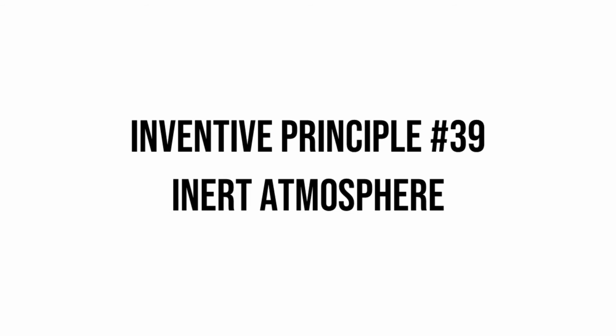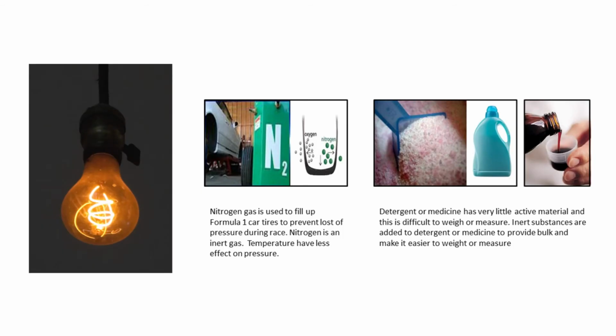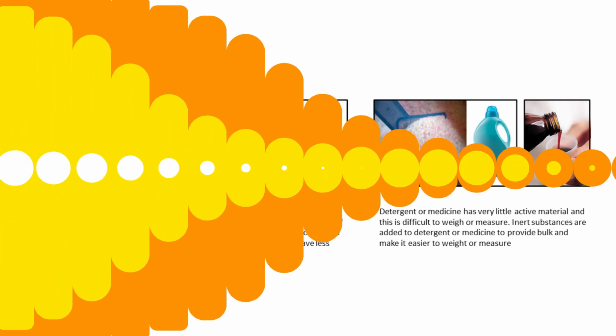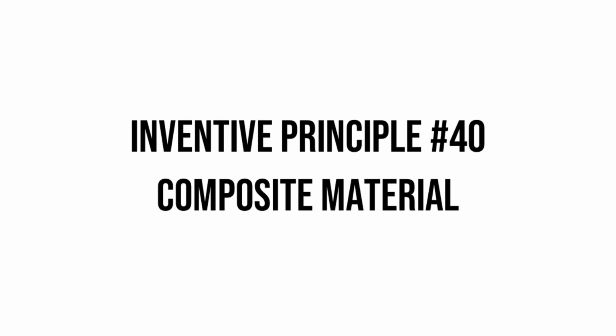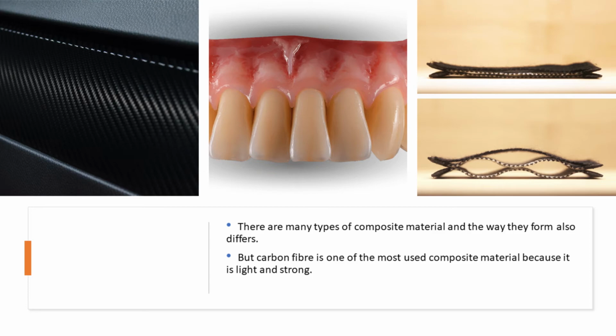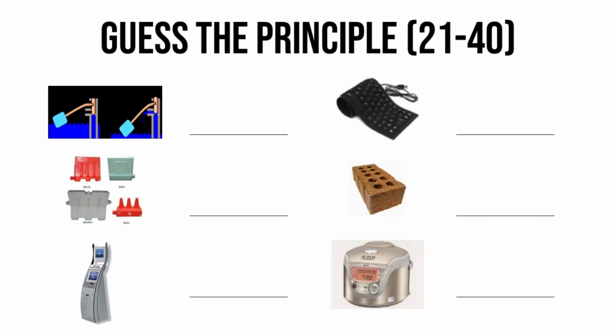Inert atmosphere. Use an inert environment. Composite material. Use multiple materials in one composite object. Now, before we go to the conclusion, can you try matching these pictures with their respective principles?